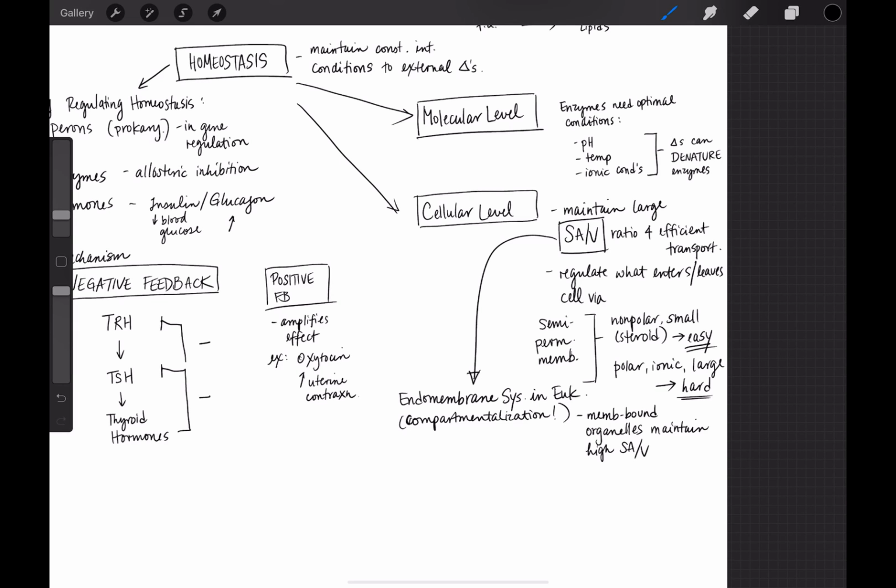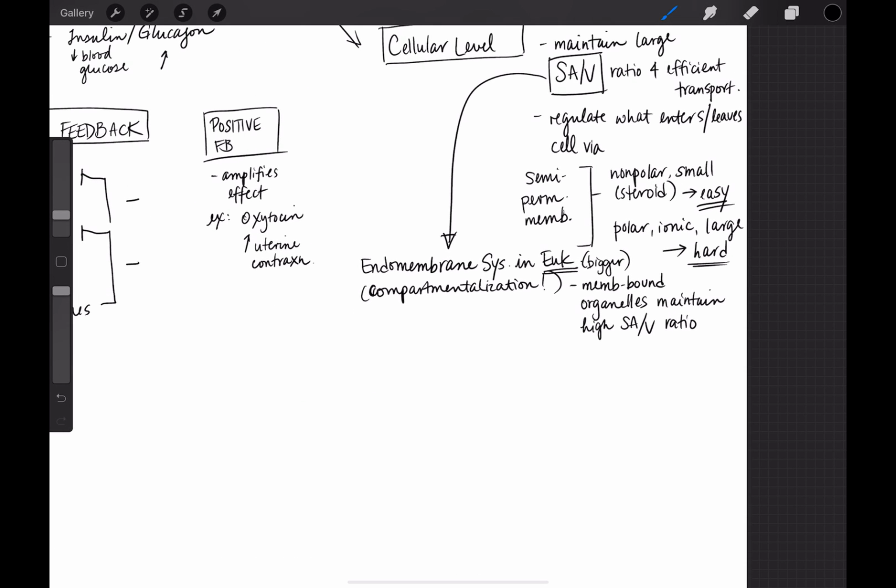Okay, so a key aspect of the endomembrane system is the production and then the transport or secretion of proteins. Again, surface area to volume ratio is large because you have membrane-bound organelles that allow cells to now be bigger. So eukaryotic cells are bigger than prokaryotic cells. Let's focus on secretion of proteins.